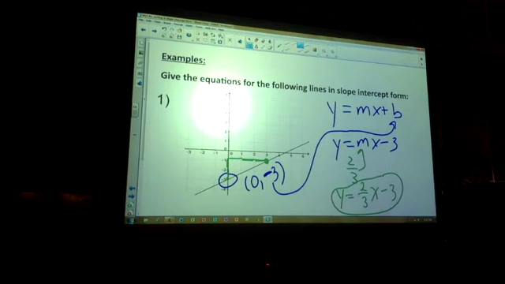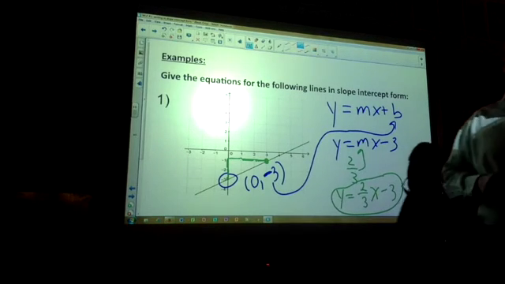So I found where it crossed the y-axis, the y-intercept, 0 comma b. I used that as my starting point. Then I used my slope equation, which is a map. And I have to go in the y direction first, and then I go in the x direction. Can I try another one?